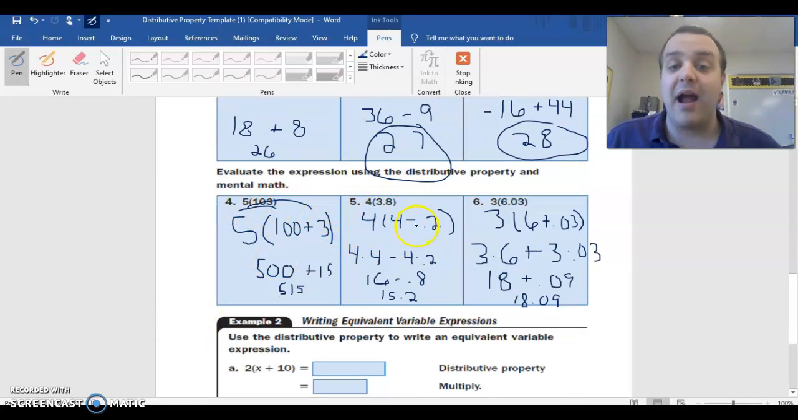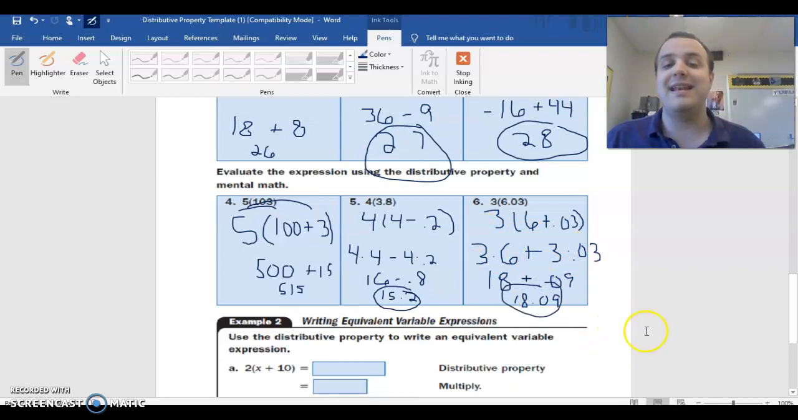Over here, we have 4 minus 0.2. I did 4 times 4 minus 4 times 0.2, which is 16 minus 0.8, or 15.2. And then last but not least, we have 3 times 6.03. I split the 6.03 into 6 and 0.03. Then we do 3 times 6 plus 3 times 0.03, multiply that, and we're going to get 18.09 as our answer, okay?